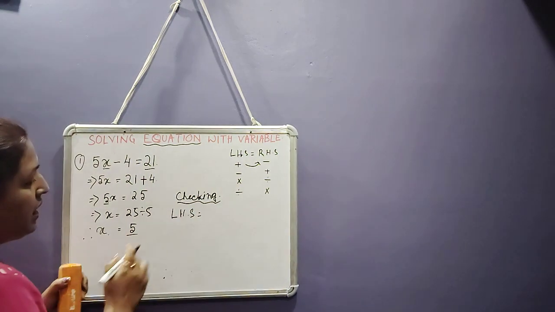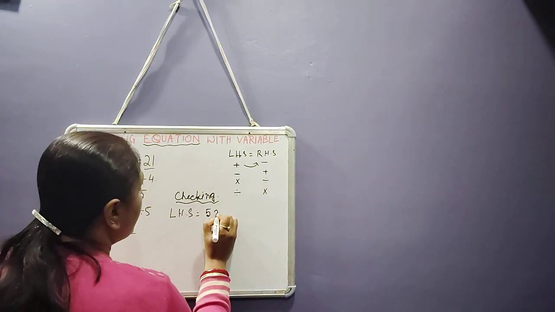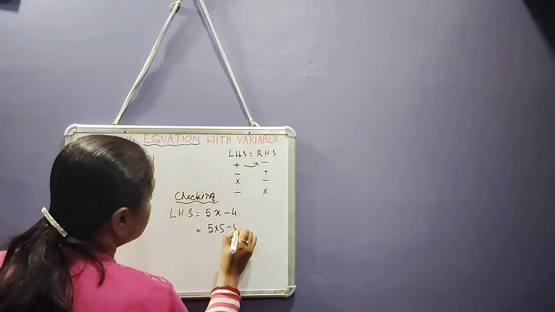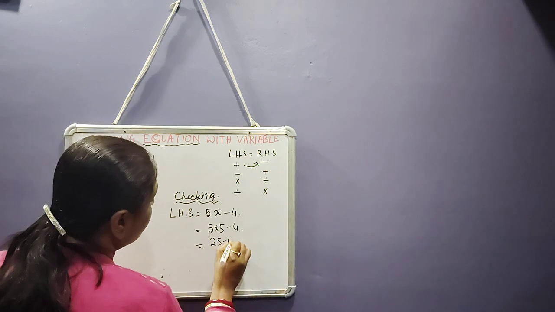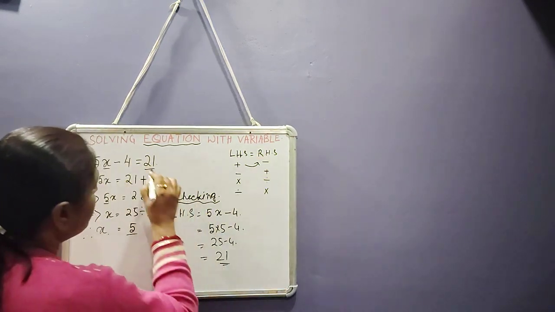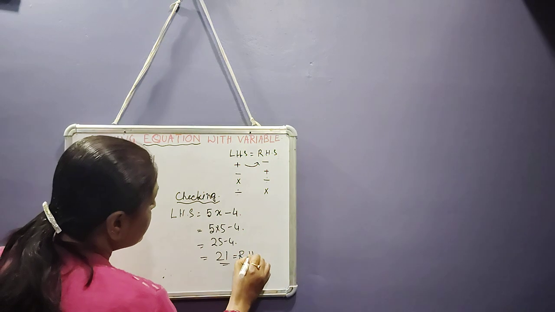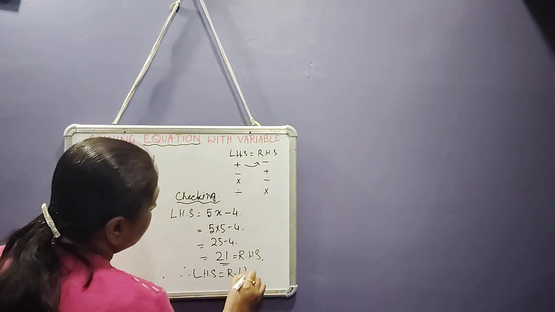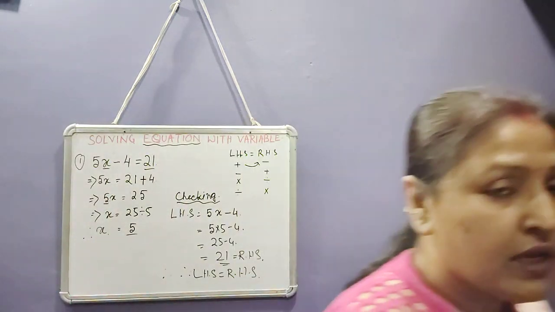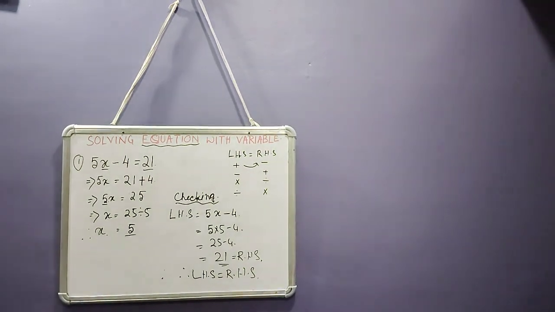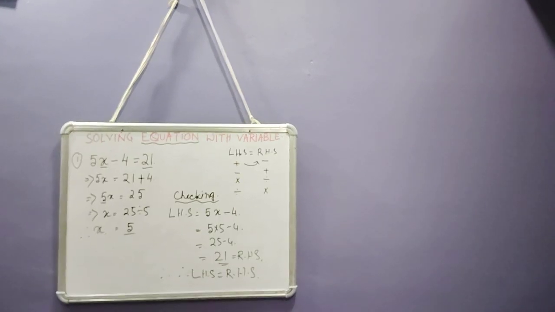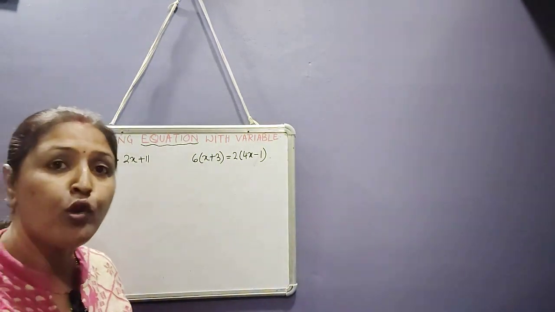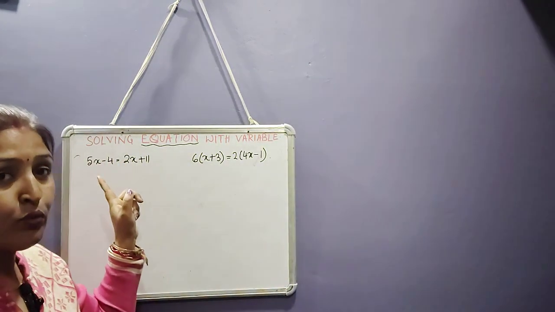Same way, checking. 5 into x minus 4 equal to 5 into 5 minus 4. 5 fives are 25, minus 4 is equal to 21, which is equal to our right hand side. So you can say that here left hand side is equal to right hand side. So I will give you some more examples of this one. Our previous one was an example of an equation with one variable.